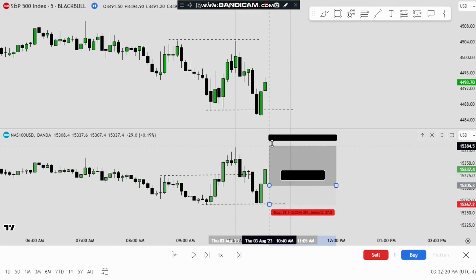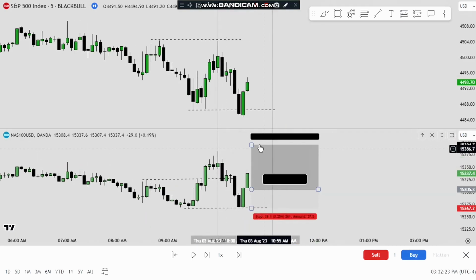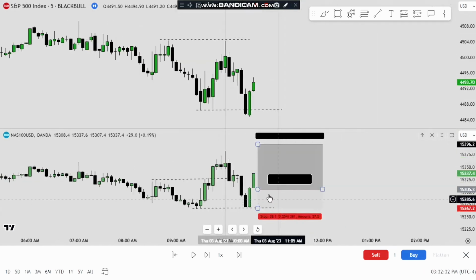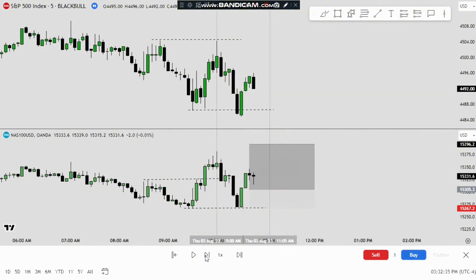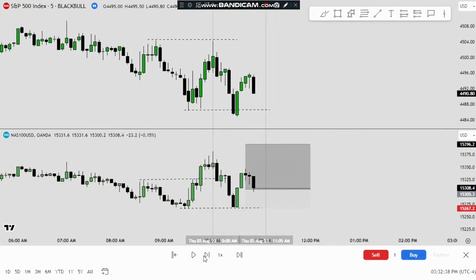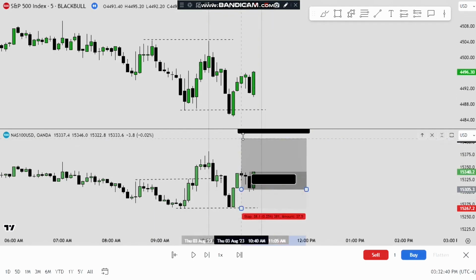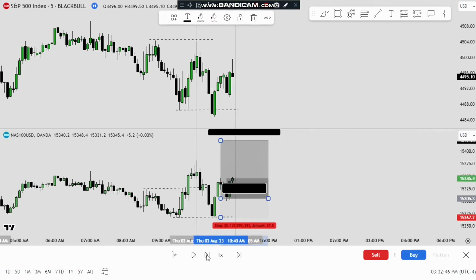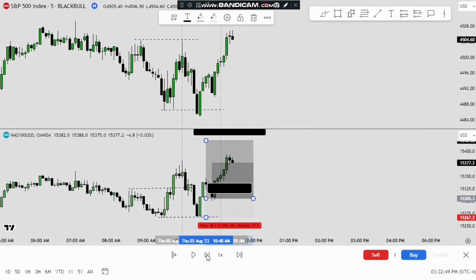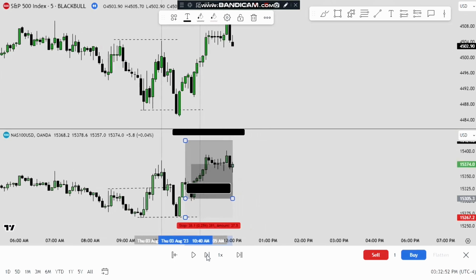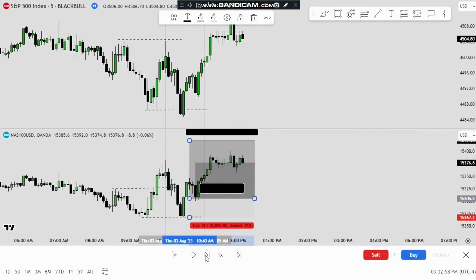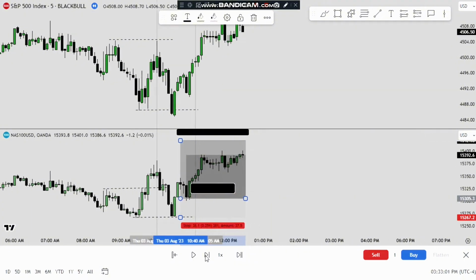So let's see, and we will target 10 handles. Like in S&P and Nasdaq, we target 10 handles usually. So let's see if this gap gets filled. Okay, so this gap got filled, and let's see. I can't count the candles, but the handles, but let's see. Okay, I think this is already more than 10 handles, so you can take profits here. So this is a winning trade.